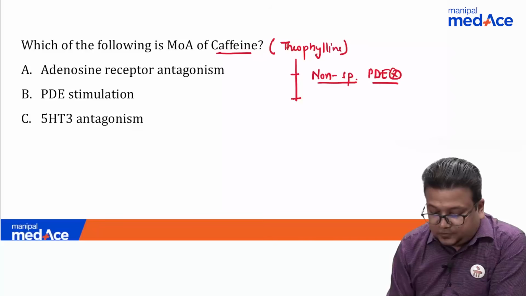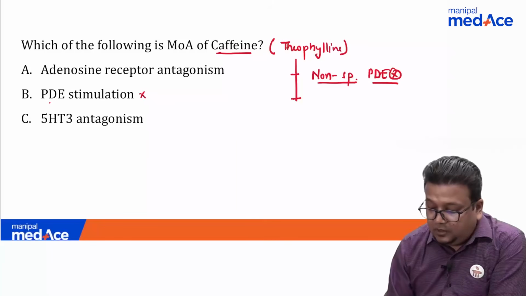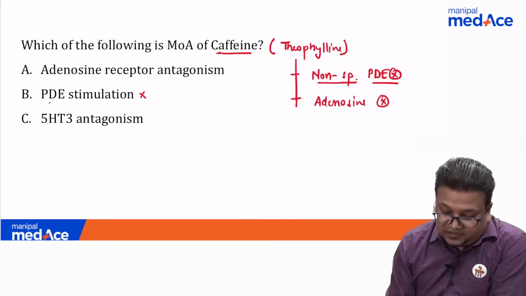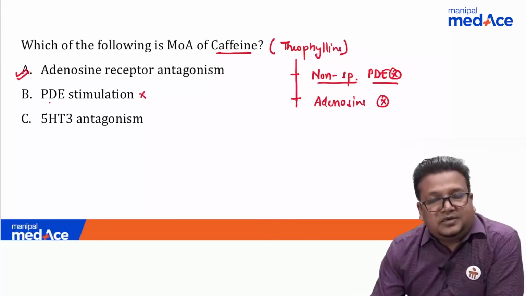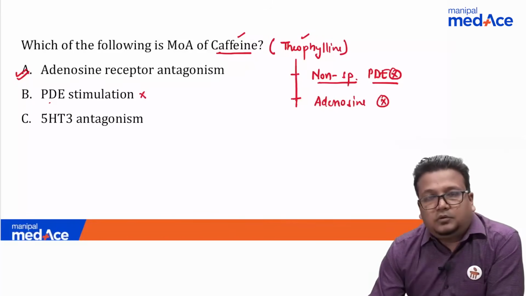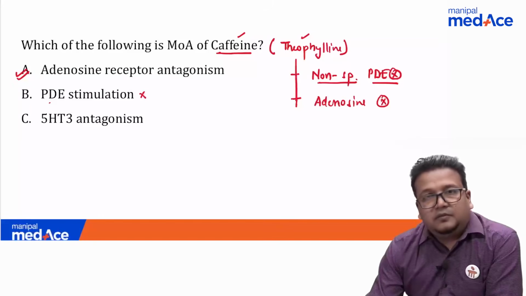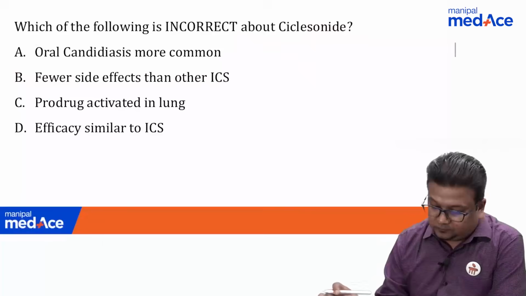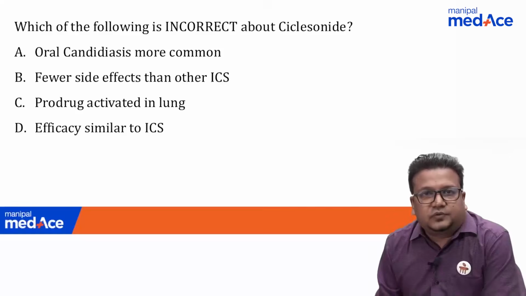The option said phosphodiesterase stimulation, so this is wrong. And another mechanism of theophylline is adenosine receptor blocker or adenosine antagonism, which is given as option number A. So adenosine receptor antagonism is the answer to this particular question. Whether it is theophylline or caffeine, both belong to the same class, that is methylxanthine, with the same mechanisms. The next question was from respiratory.